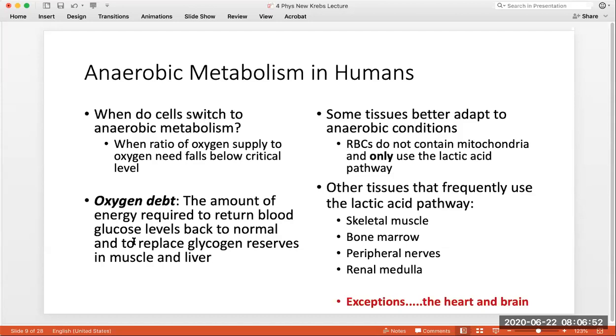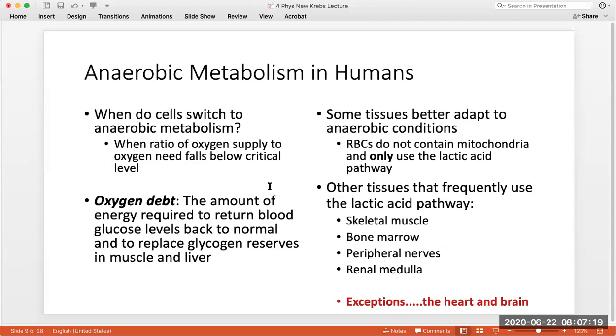So oxygen debt is the amount of oxygen that is required to restore blood sugar levels, to restore your glucose levels in your plasma to what they were originally before these tissues went anaerobic, to restore glycogen reserves in liver and skeletal muscle. So once that has all been returned to its normal set point values, the amount of oxygen that was consumed to do that is called the oxygen debt.